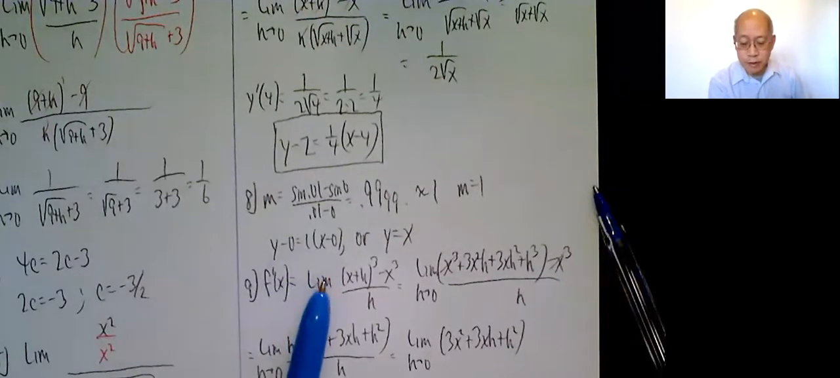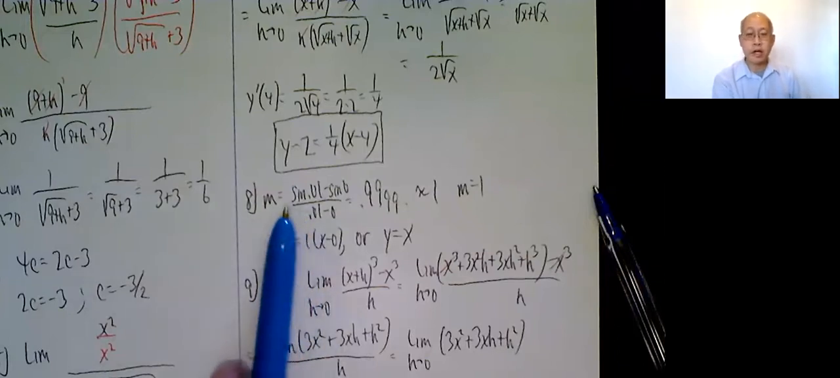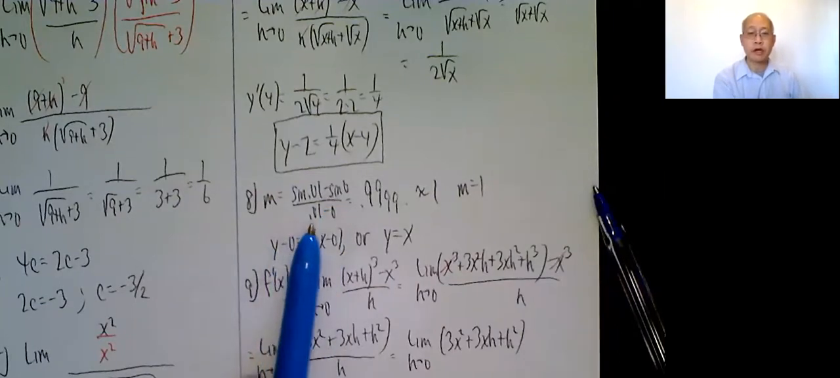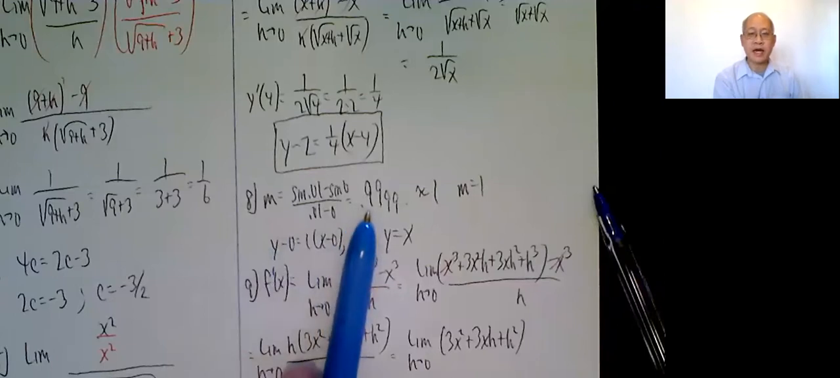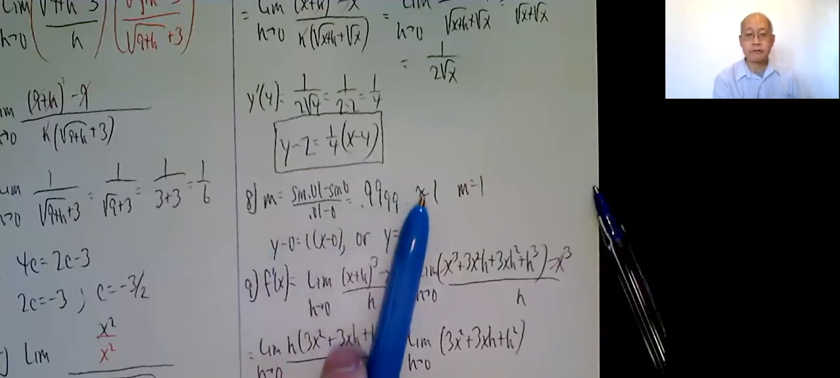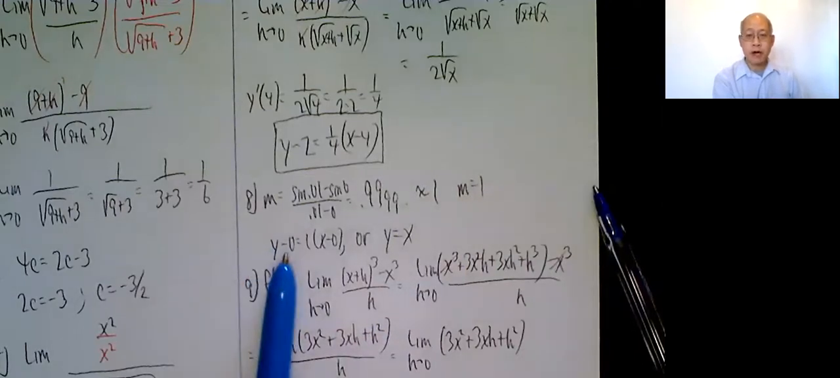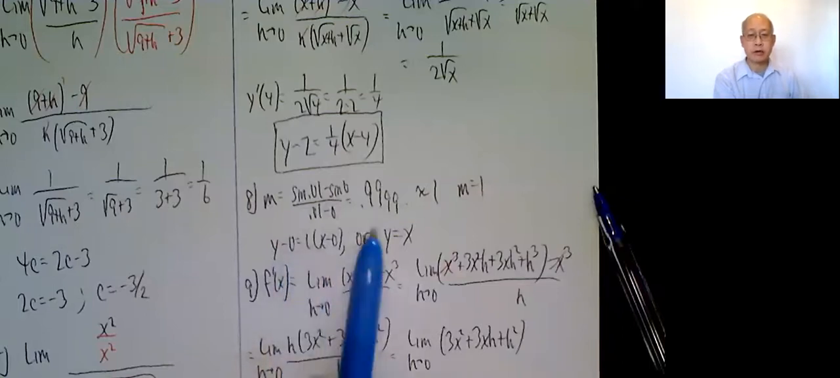Number 8, we're trying to estimate the slope of the tangent line near the origin of the sine function by picking a nearby point, 0.01, f of 0.01. So it's sine of 0.01 minus the sine of 0, divided by 0.01 minus 0. It comes out to be 0.9999, which is approximately 1. So we're going to use m equals 1 as our slope. So y minus 0 equals 1 times x minus 0, or simply y equals x. So the tangent line to the sine function at the origin is y equals x.